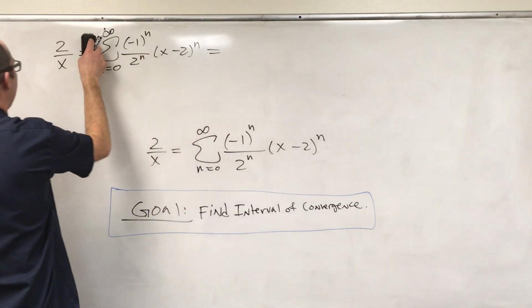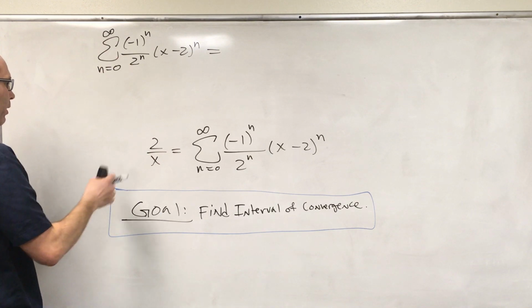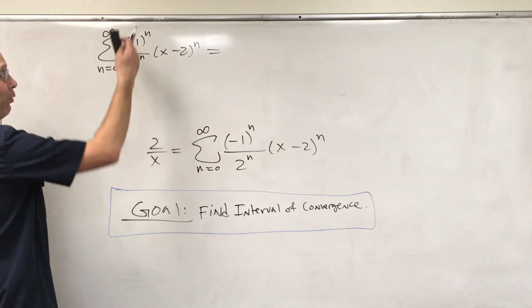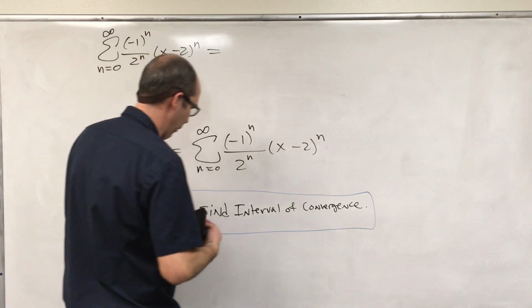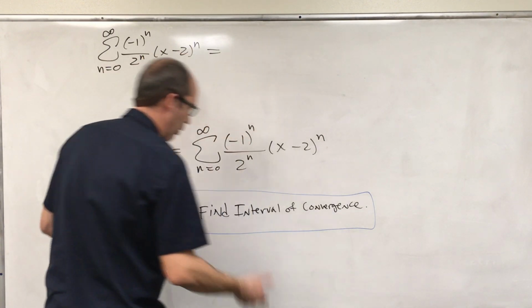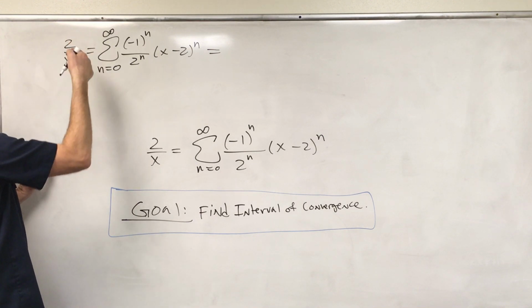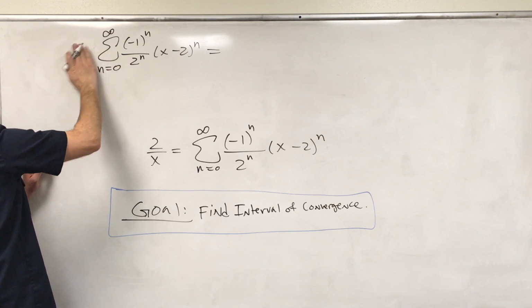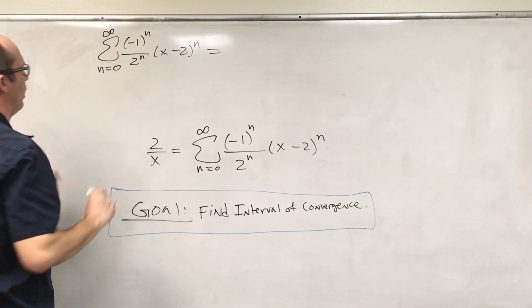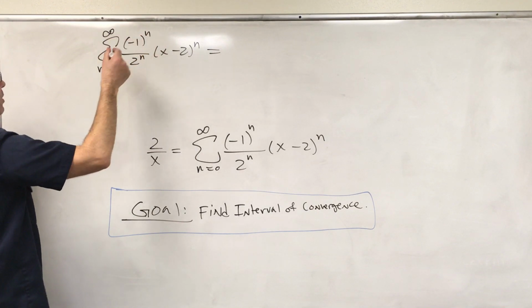Let's just write it like this right now, because really we don't know that it equals 2 over x yet, because for some x's it does and for some it doesn't. That's why we have to find the interval of convergence, to know when we can say that this actually equals 2 over x. For what x can we say that 2 over x is equal to that thing? Anyway, this is an alternating series. Let's see how this works.